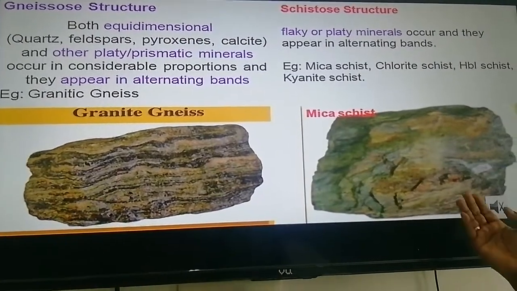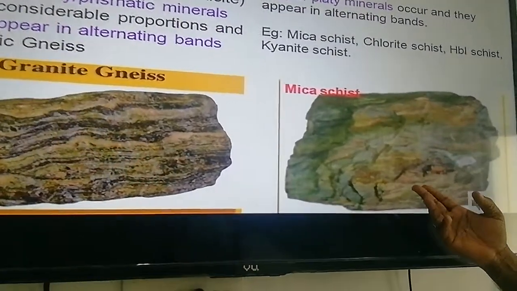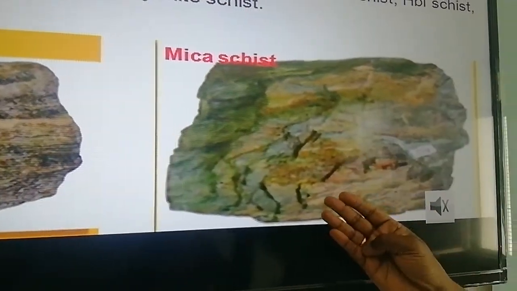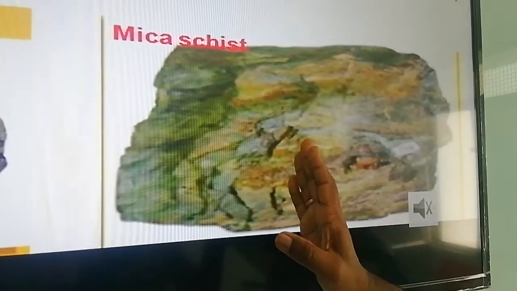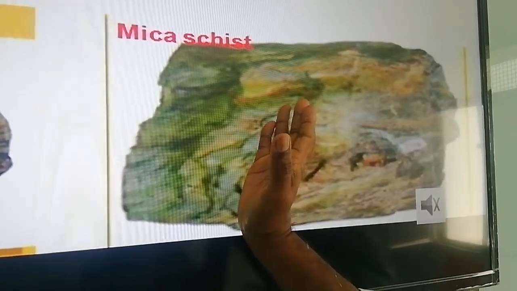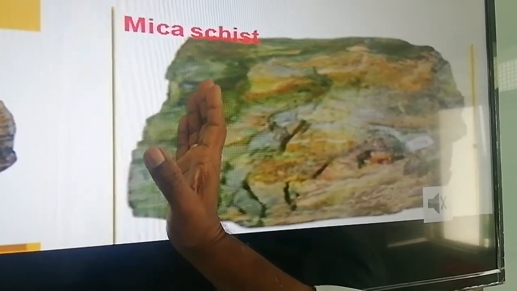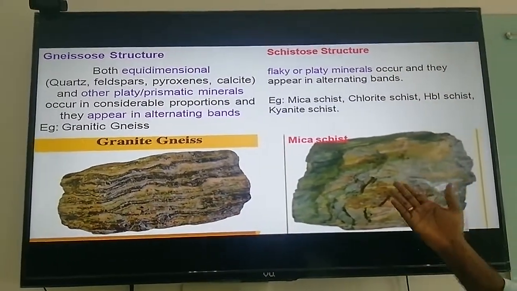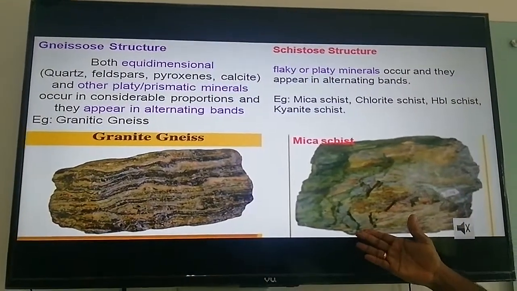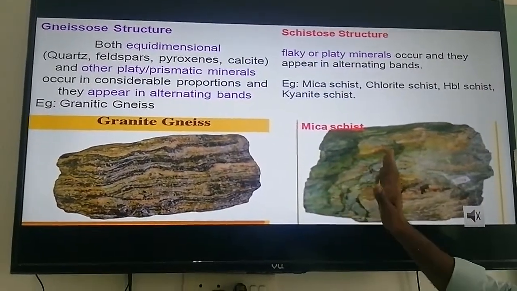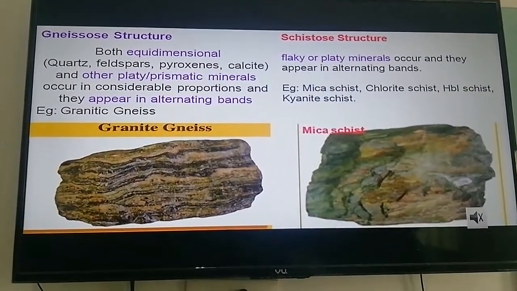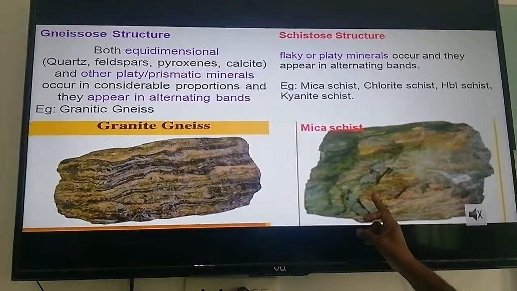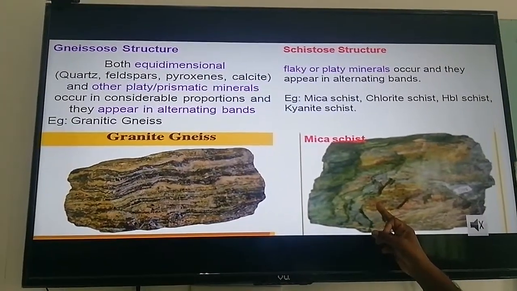Coming to the next structure, this is a mica schist. Flaky minerals, that means biotite, muscovite, phlogopite, or platy minerals, occur and appear in alternate bands. Here this is one band, this is another band, this is another band. So mica schist, chlorite schist, hornblende schist, kyanite schist, in which the flaky or platy minerals occur and appear as alternate bands. With this we can identify the schistose rocks in the field. So we can say the rock is showing schistose structure.